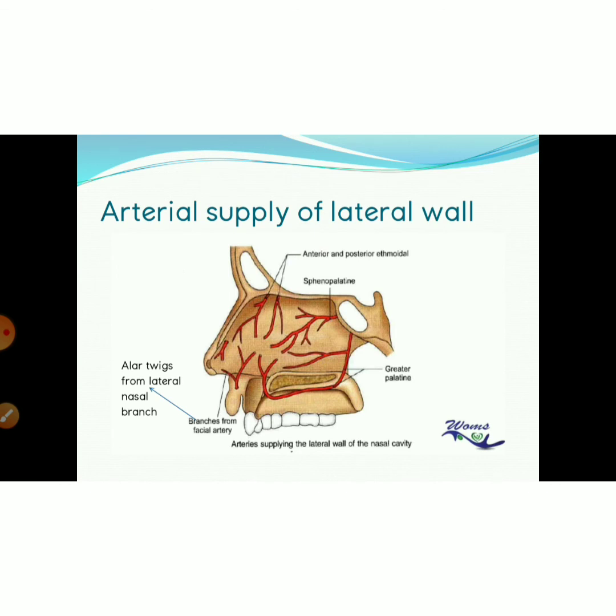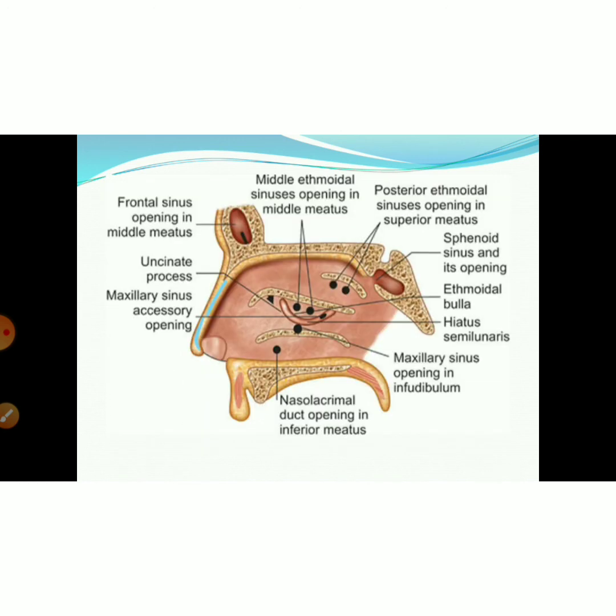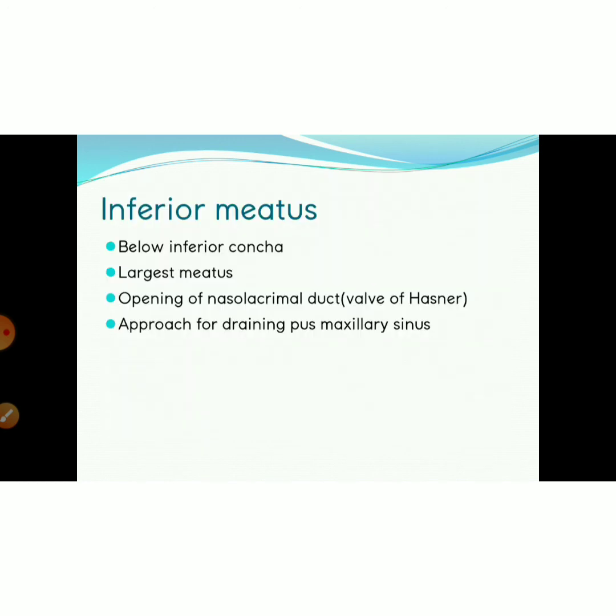Now coming to the inferior meatus. Inferior meatus lies below the inferior concha. It is the largest meatus. It receives the opening of the nasolacrimal duct in the anterior part.